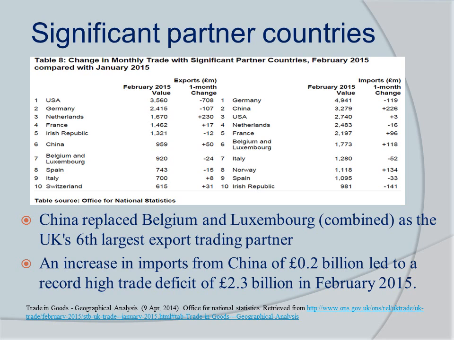Outside the top 5, China replaced Belgium and Luxembourg as the UK's sixth largest export trading partner, due to an increase in exports of £0.1 billion and an increase in imports from China of £0.2 billion, leading to a record high trade deficit of 2.3 billion pounds in February 2015.